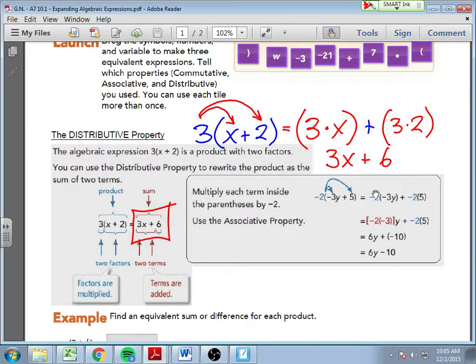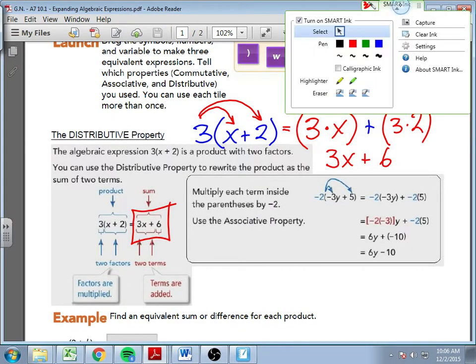So when I'm doing this, each arrow tells me a multiplication, because I have to do 3 times the x and 3 times the 2. So then I just show that, and you don't even have to show it. You could have jumped right to 3x plus 6 because you know 3 times x and 3 times 2, and we get there. Now it has another example for you here.